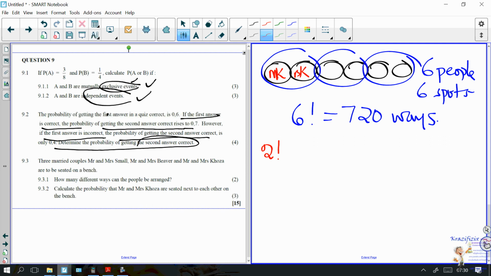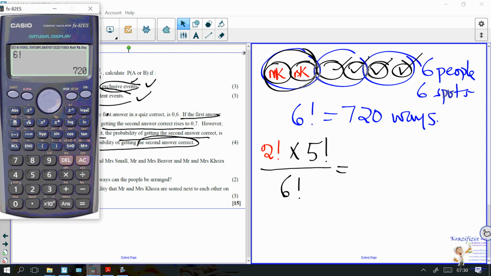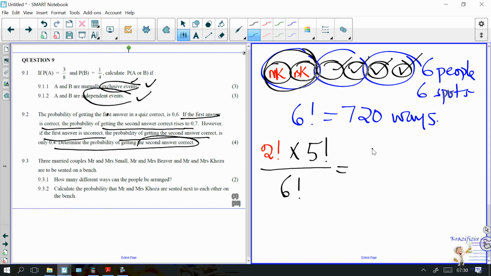Now what we do is this. How many units do we now have? Remember, these guys are single seated. 1, 2, 3, 4, and this one 5. So it becomes 2 factorial times 5 factorial. But remember now that we're looking for probability. It must be over 6 factorial. Let's go check our answer quickly. All right, it is 2 factorial multiplied by 5 factorial over 6 factorial. And what's my answer? 1 over 3. Right, my answer is 1 over 3.